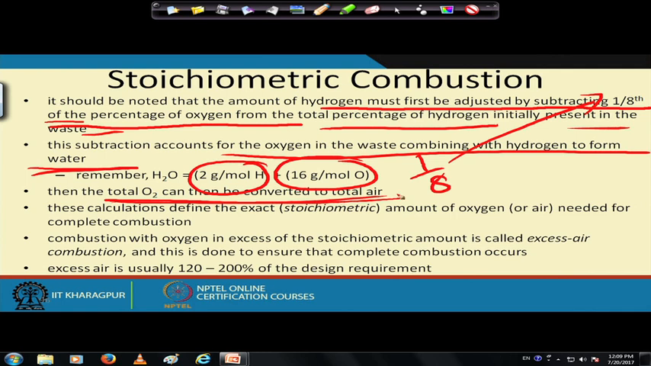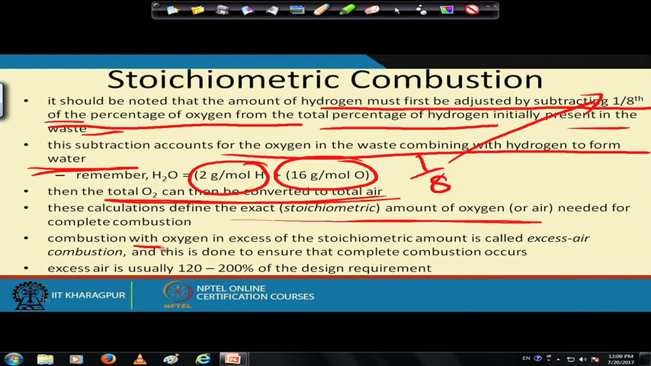In this calculation we are looking at the exact stoichiometric amount of oxygen or air needed. Many times we apply some excess air, because when you supply the air, like in the compost process where we supply air for aerobic degradation, here in the combustion process we are supplying air for the burning. Combustion is an oxidation process, so we have to supply air to it. When we supply the air, there may be some leakages, things may not work at 100% efficiency, so you always have some excess air. That's called the excess air.